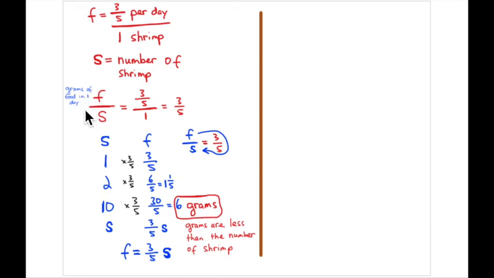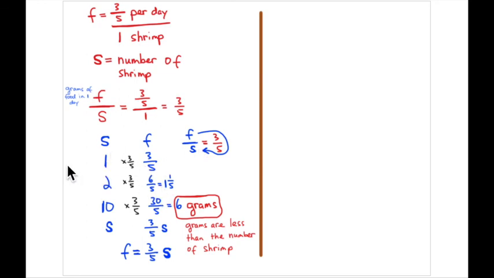So grams of food in 1 day. So this is grams of food in 1 day. It's 3/5 grams of food in 1 day. So that's the constant of proportionality. It's 3/5. So the amount of food in one day is 3/5 of a gram. So that equation is the food is going to equal 3/5 the number of shrimp. 3/5 gram per shrimp. I hope I said that correctly. It's the grams of food per shrimp. So this is 3/5 grams of food for one shrimp. So the amount of food is 3/5 the number of shrimp.